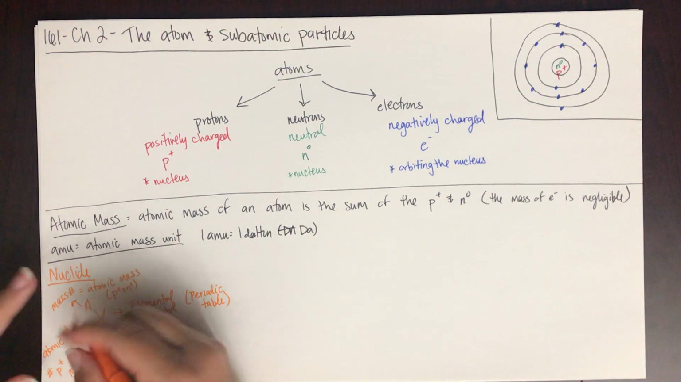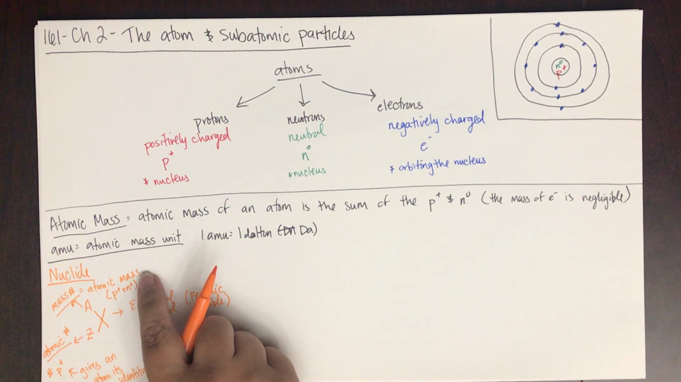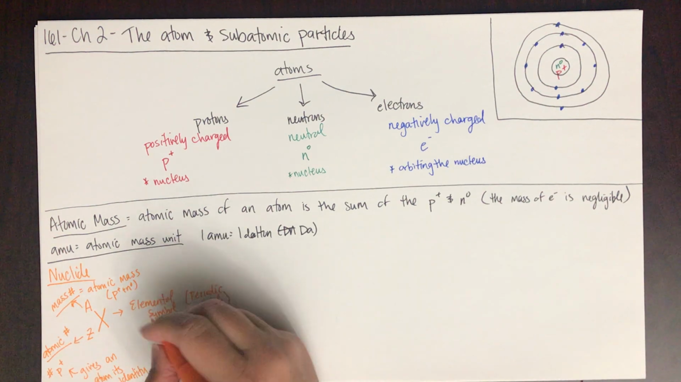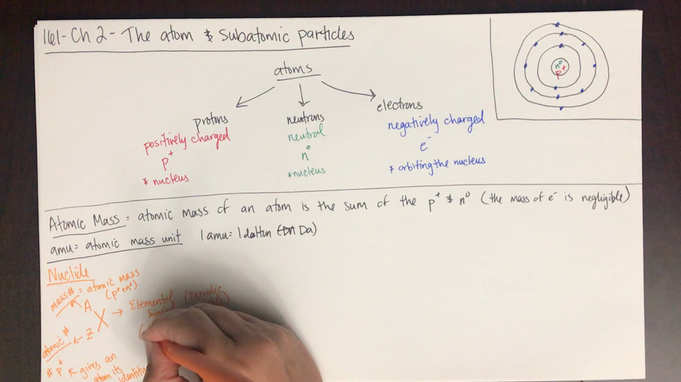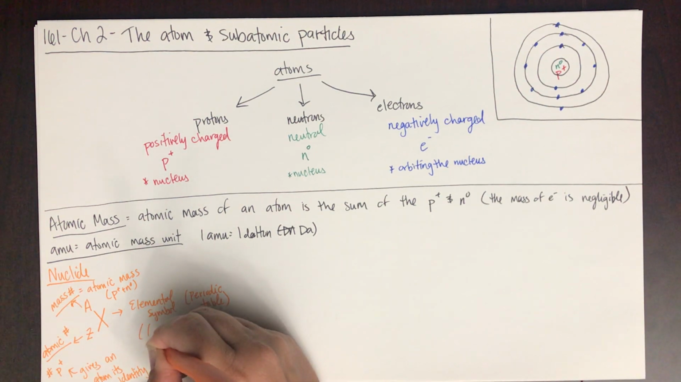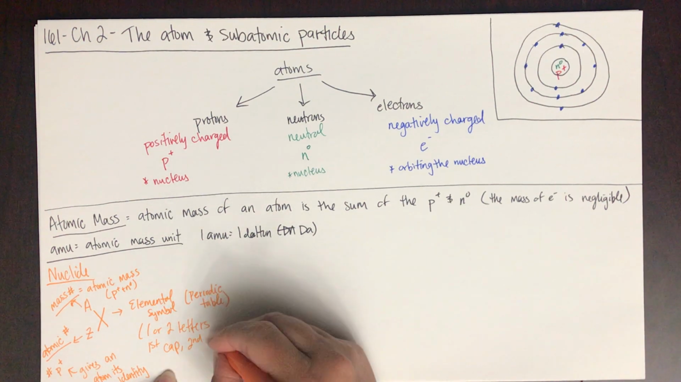Okay, so we have atomic number, which is just the number of protons, mass number or atomic mass, which is protons plus neutrons, and then the elemental symbol, which is from the periodic table. The elemental symbol is important. It's always 1 or 2 letters. The first letter is always capitalized. The second letter, if there are 2 letters, is lowercase.